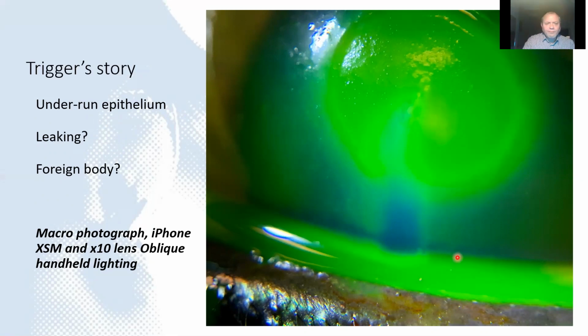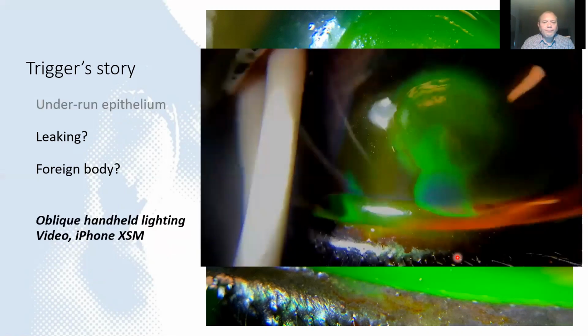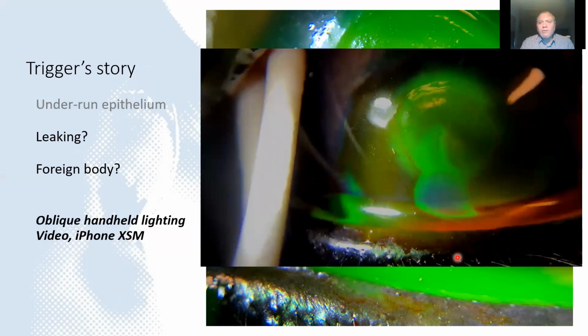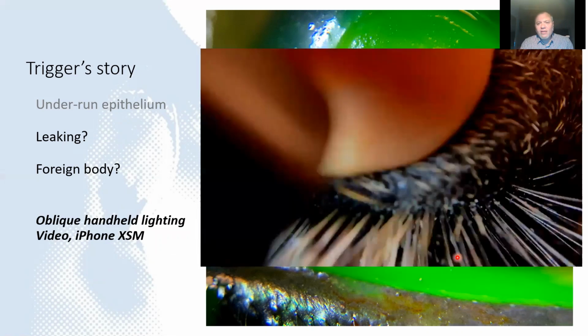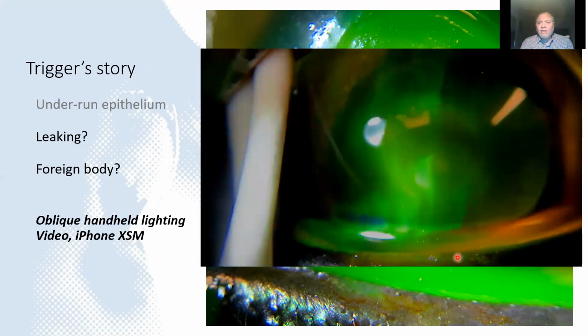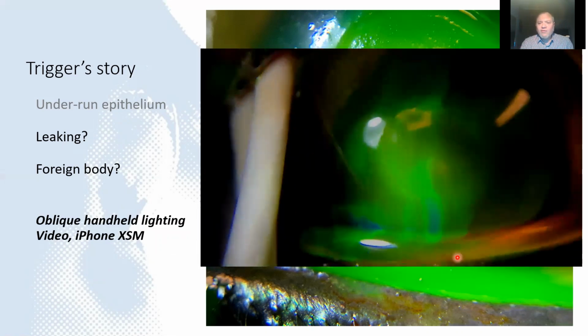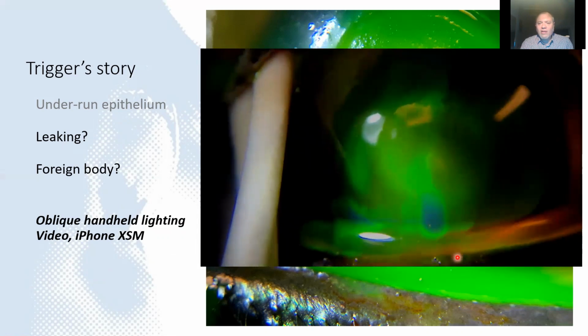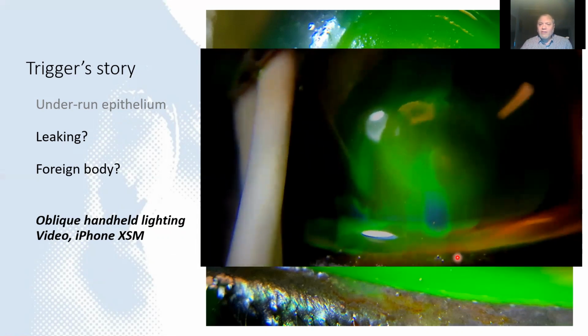To get this image, we've held a light pen torch from the side using a macro lens on our camera to get nice and close. The Seidel test is much more obvious. We use a video rather than the still photograph. So we flooded the eye with fluorescein. We're opening and closing the lids to pull that fluorescein from the lacrimal lake up across the hole, and that shows beautifully the Seidel positive aqueous humor leaking down into the lacrimal lake.